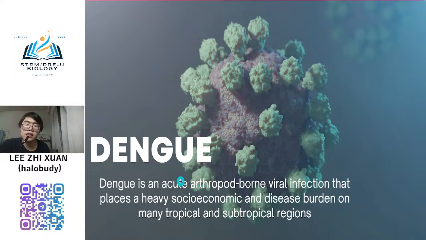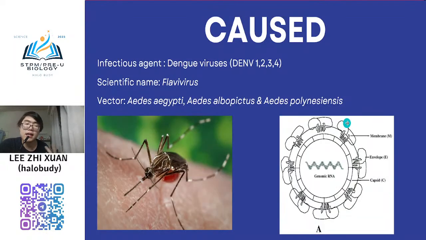So this is the disease normally spread in tropical and subtropical regions. Normally, like Malaysia, one of the countries, Malaysia. So dengue is caused by dengue virus, which is called DENV 1, 2, 3, 4. And the scientific name of this virus is Flavivirus species. So this is a genus name only, Flavivirus species.